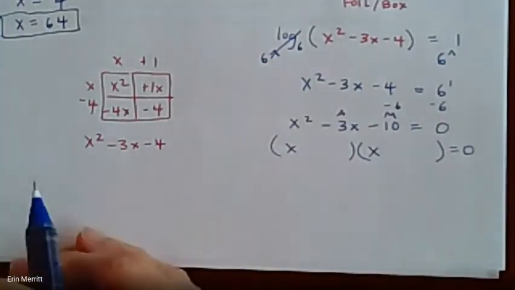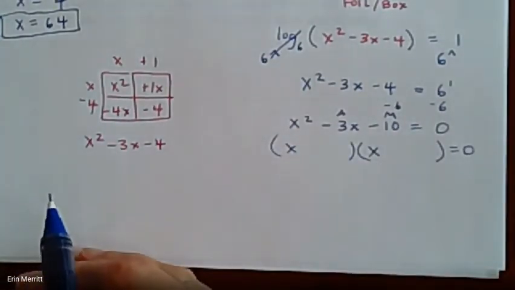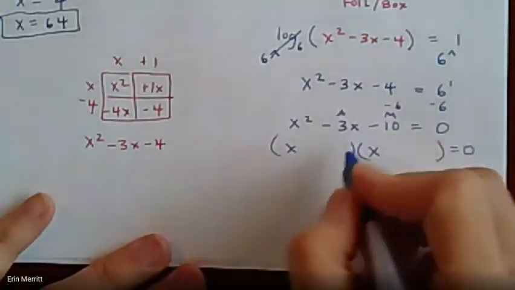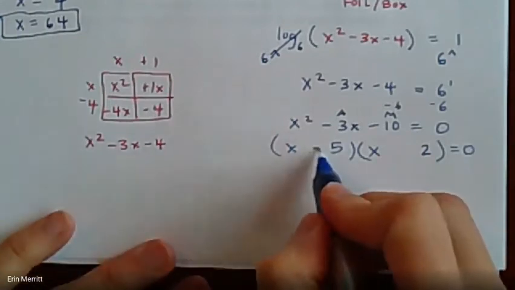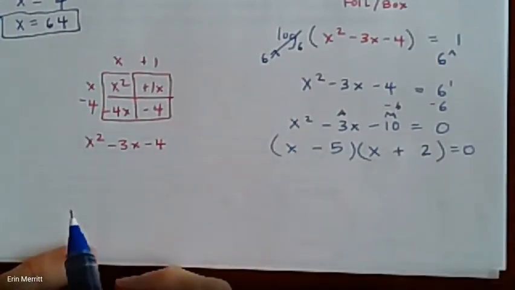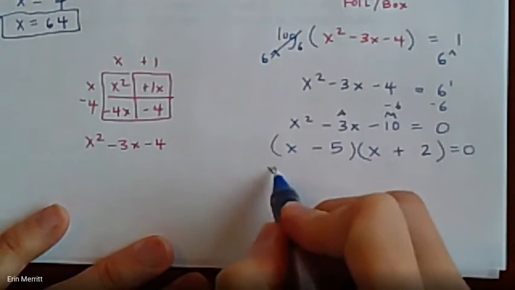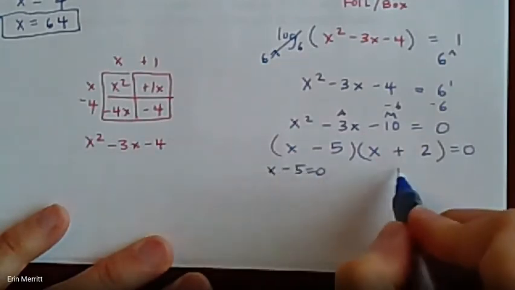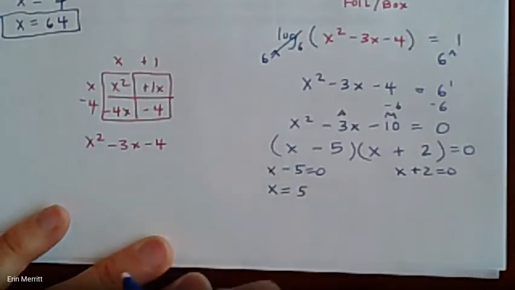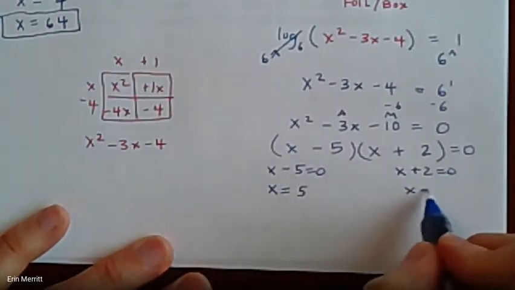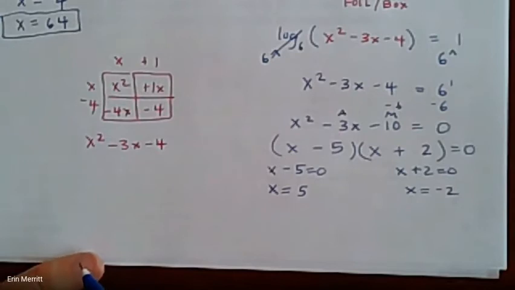So think to yourself right now, what adds to 3 multiplies to 10? Hopefully you're already racing me to it. It would be minus 5, and then a little plus 2. And then when we solve, usually we don't show this step, but I like to be thorough. We get x equals 5. We get x equals negative 2.